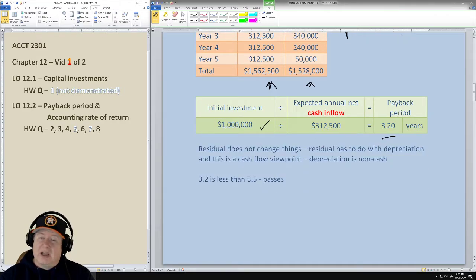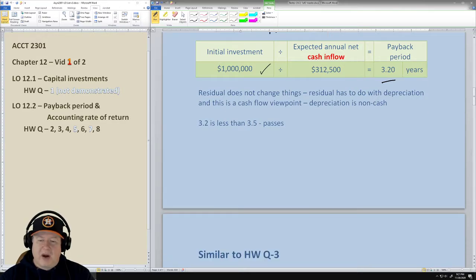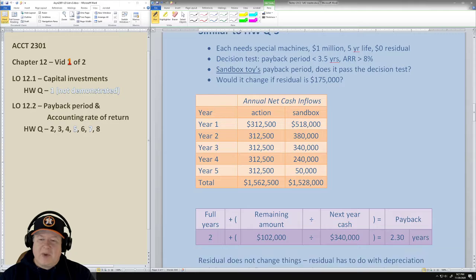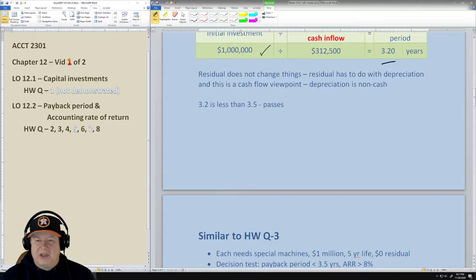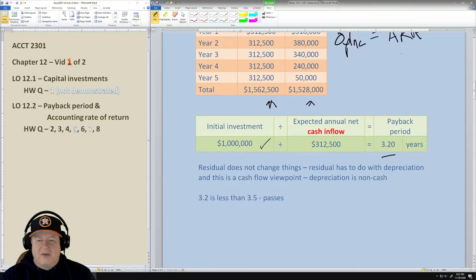We would do multiple analyses. We would do maybe a couple of different types and then compare and contrast. Well, we're going to take this same information, except we're going to look at the payback period for the sandbox. So for the sandbox, we notice that we have different amounts each year. Now, the truth is, if you see up here, all we did was divide. We divided the initial investment by the cash flow and we got this 3.2.